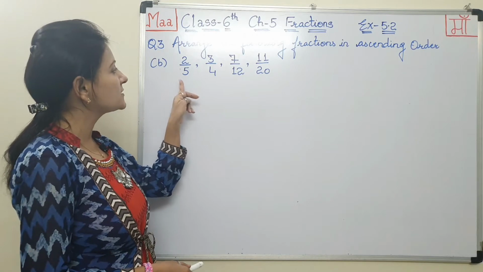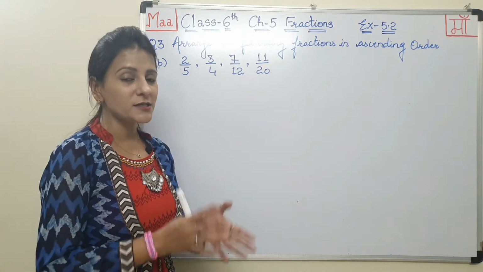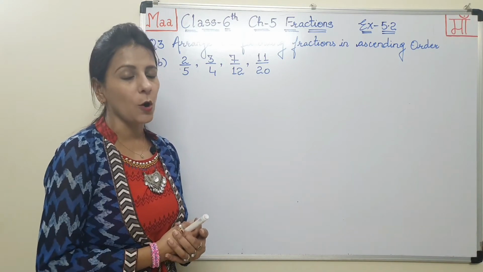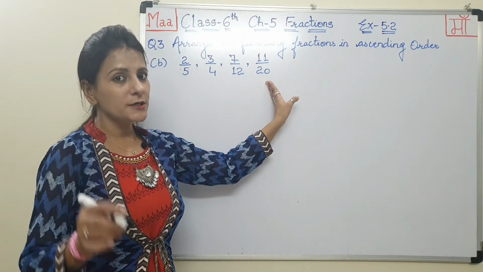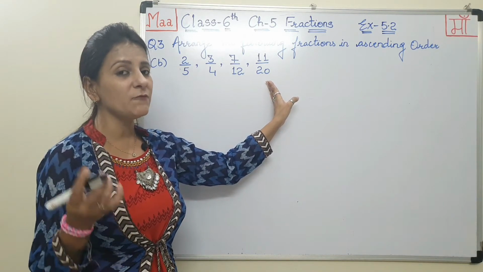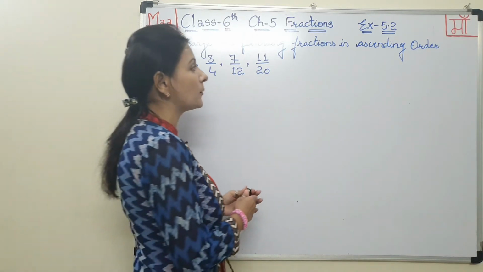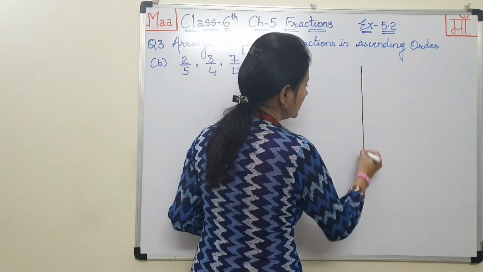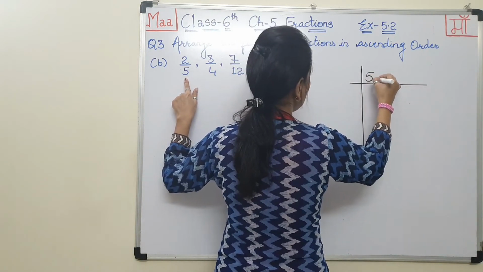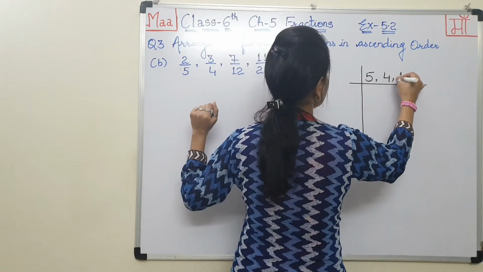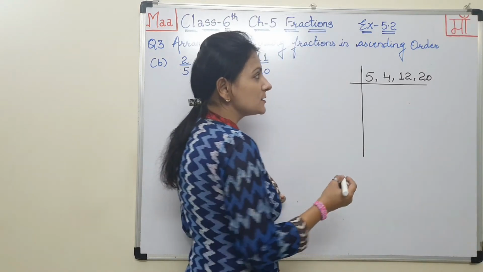Here you can see, students, that the denominators are different. If the denominators are different then we cannot arrange it directly in the ascending order. So firstly we have to make the denominator same. सबसे पहले हम denominators को same करेंगे and to make the denominators same we have to take the LCM of denominators. तो LCM लेंगे हम denominator में जितनी भी values हैं. तो पहले हम corner में LCM लेंगे और denominators हैं 5, 4, 12 and 20. So we will take the LCM of these 4 terms.